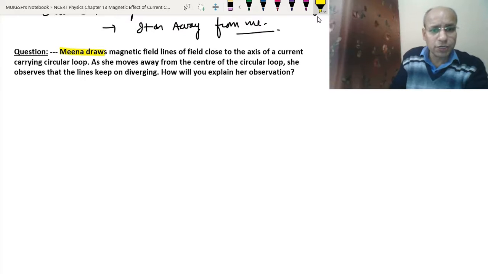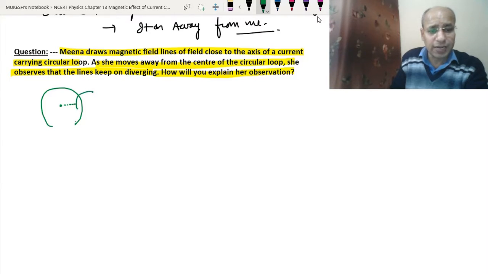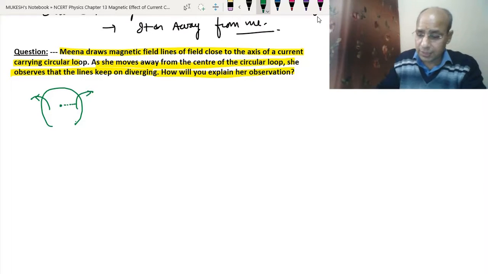Now in this question, Meena draws magnetic field lines of field close to the axis of a current carrying circular loop. As she moves away from the center of the circular loop, she observes that the lines keep on diverging. How will you explain her observation? Okay, see, according to her, close to the current carrying circular loop, this is the circular loop, okay. As she is going away from the center, then they keep on diverging, means they go like this, and here they go like this. So what is the reason?